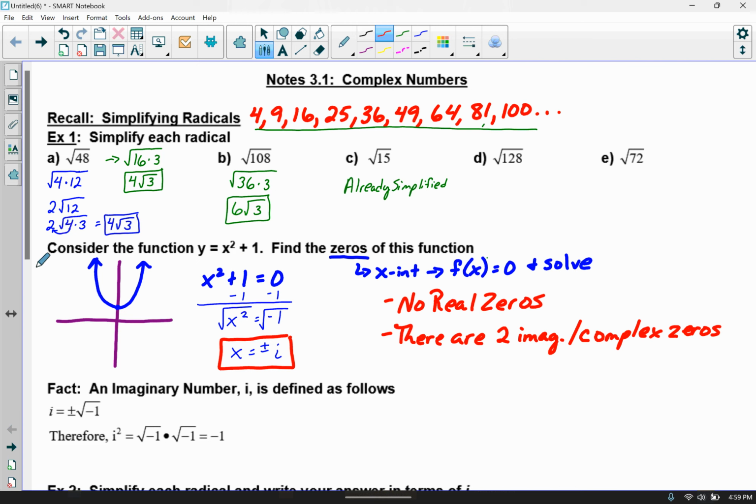All right. Fact down below: an imaginary number i is defined to be i is equal to plus or minus the square root of negative 1. And from there, I showed a little bit of work that i squared would be equal to the square root of negative 1 times the square root of negative 1. Anytime you take a square root and multiply it times itself, you get what's underneath. So that's just negative 1. So i squared is equal to negative 1.